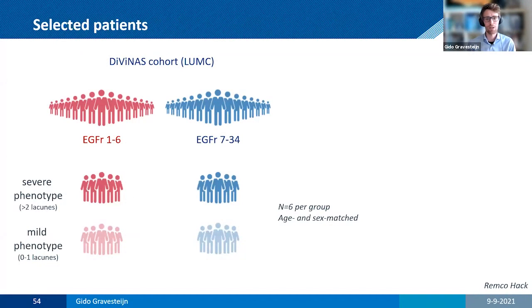We took a sample of about 25 patients with either a 1 to 6 mutation or a 7 to 34 mutation. We included both patients with a severe, but also with a milder phenotype. All patients were age and sex matched in order to correct for that. All patients got a full workup, including a skin biopsy. And this allowed us to check for NOTCH3 aggregation in skin, which I depicted on the next slide.